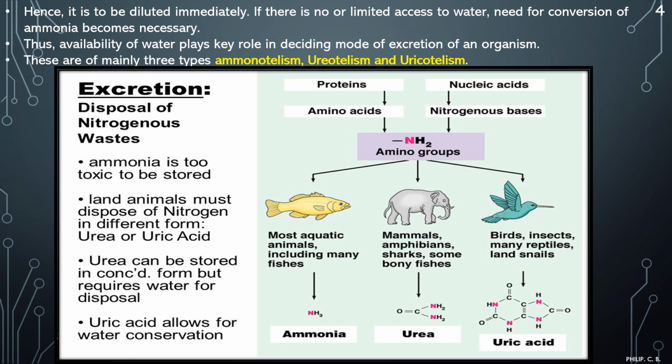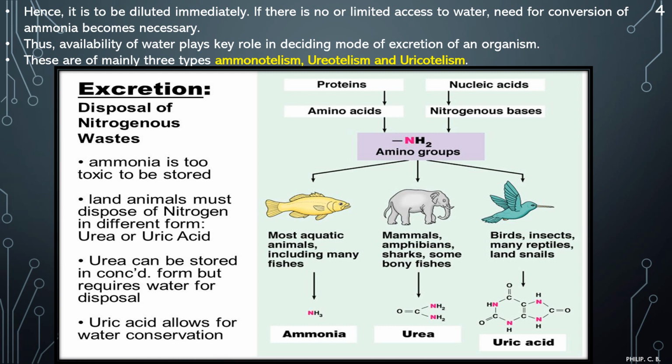Excretion is the disposal of nitrogenous waste. Ammonia is too toxic to be stored. Land animals must dispose of nitrogen in the form of urea or uric acid, because for land animals water availability is less. Further, urea can be stored in concentrated form but requires water for disposal. So urea can be stored but it has to be removed with the help of water. Uric acid allows for water conservation.